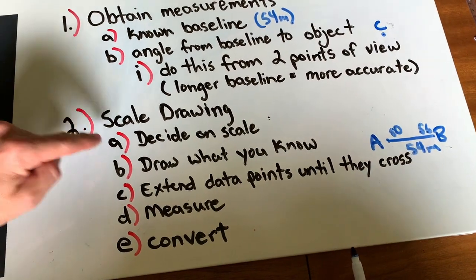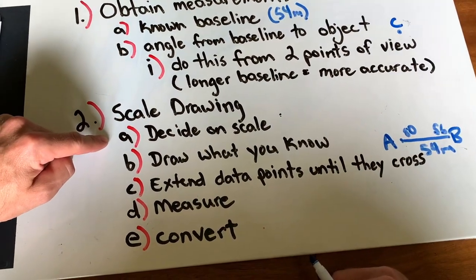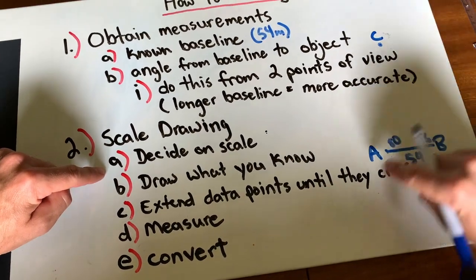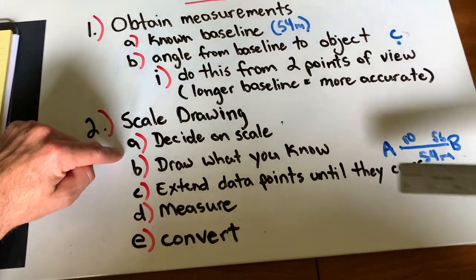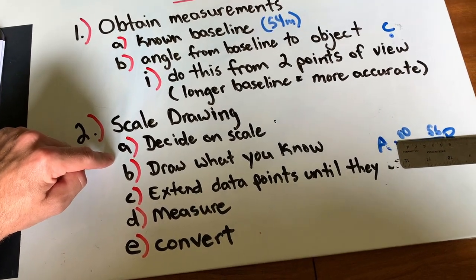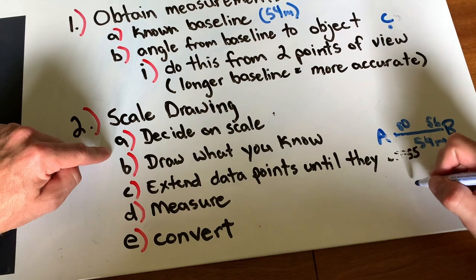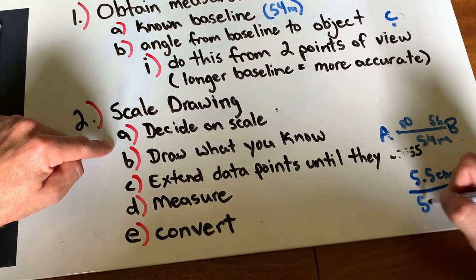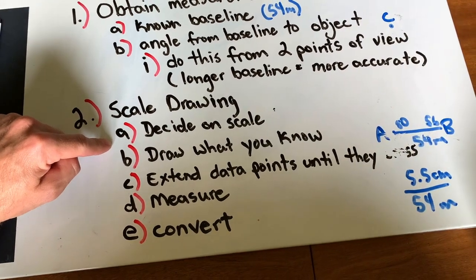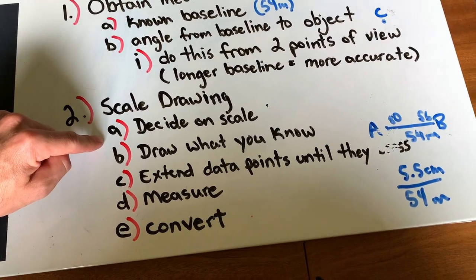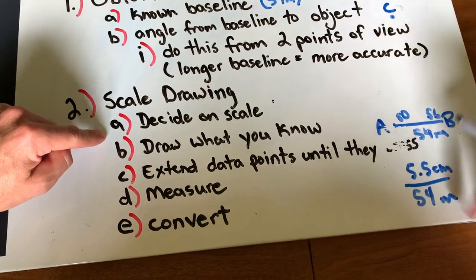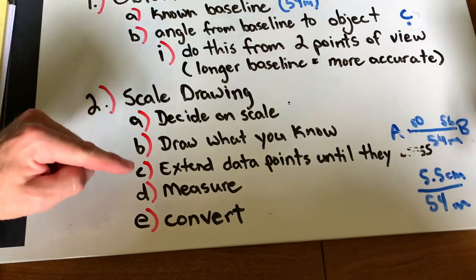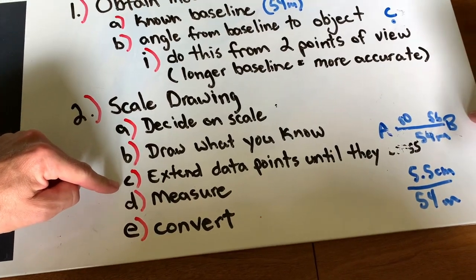The next thing we do, which is what we're going to do right away, is a scale drawing. First of all, decide on a scale. Well, if this is my drawing, it's going to be 54 meters is equal to 5.5 centimeters. I don't like that very much. Maybe I would change that to 5.4 centimeters, just to keep the numbers a little nicer. Anyway, draw what you know. I just did that. Extend data points until they cross.